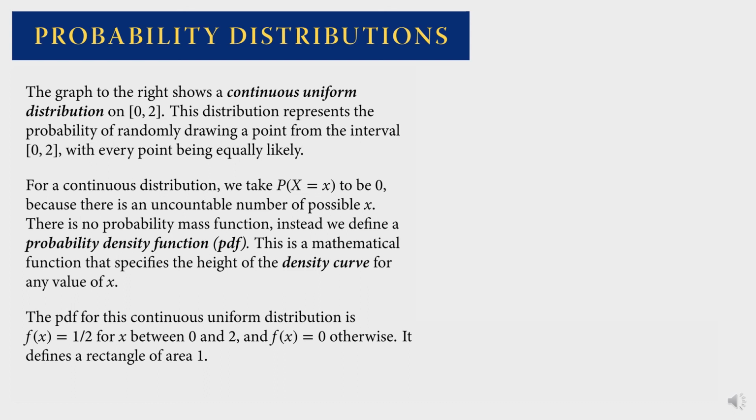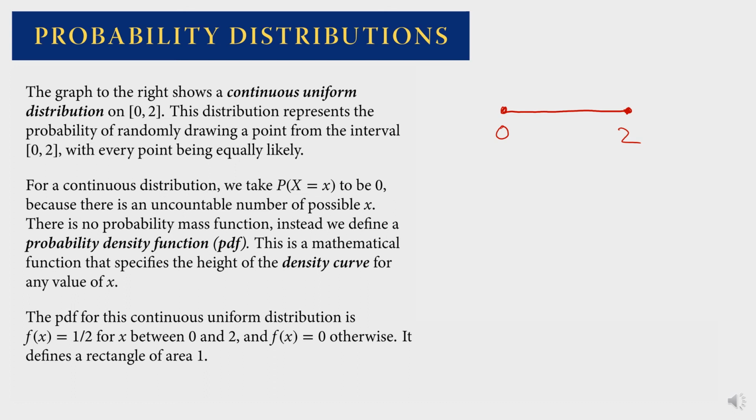For example, let's say I randomly draw a point from the interval 0, 2. So here's the interval 0 to 2. And let's say that all points are equally likely. This is called a continuous uniform distribution.